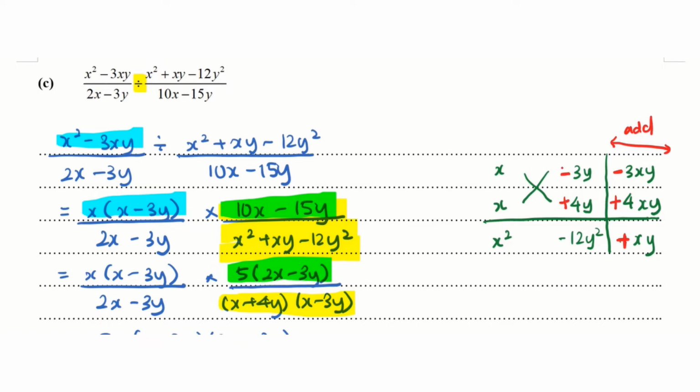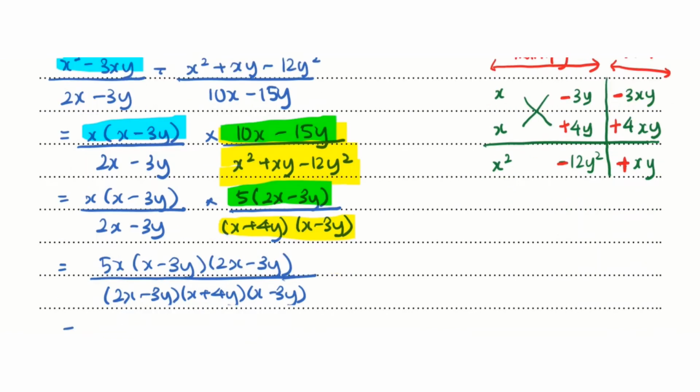And this is consistent with the fact that when I multiply in this area, multiplying a negative and a positive will give me a negative. That is how I get the factorization of x minus 3y times x plus 4y for that expression.